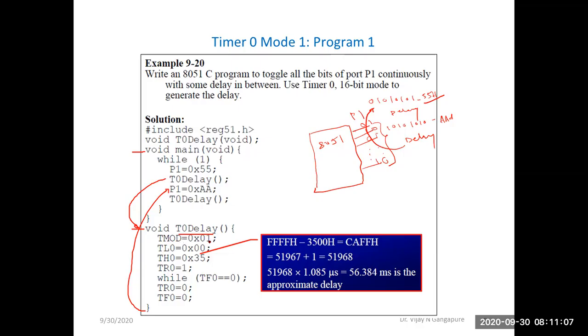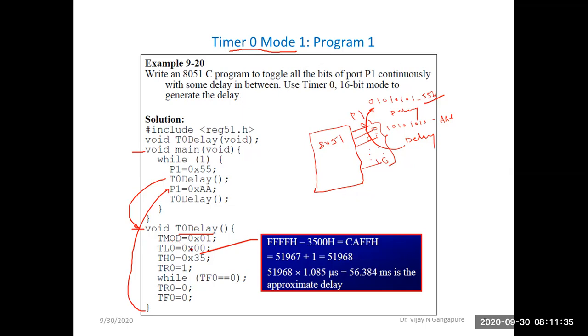So in the lower bits I am loading hex 1, and in the upper 4 bits I am loading 0. Means here I am actually configuring timer 0 in mode 1. If I load 01 into TMOD, I am configuring timer 0 in mode 1. So that is what has been asked. I have to use timer 0 in mode 1. So this will configure timer 0 in mode 1.